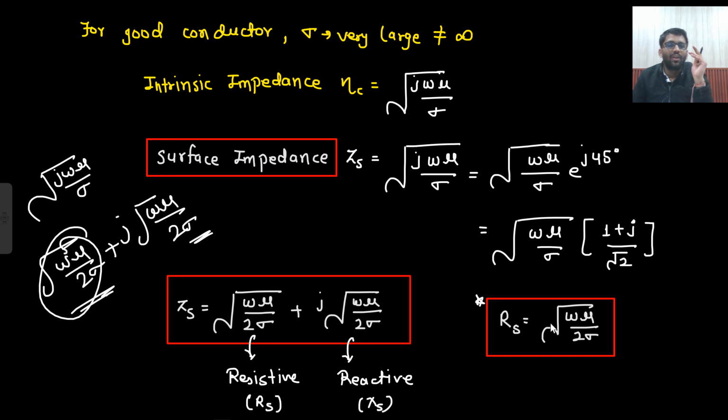So if I ask you what is the value of surface resistance for a conductor, will you be able to write it down? Yes, very quickly you will be able to write down the value of surface resistance for a conductor: under root omega mu upon 2 sigma. That's it. Is that easy for you? Certainly it is easy for you.